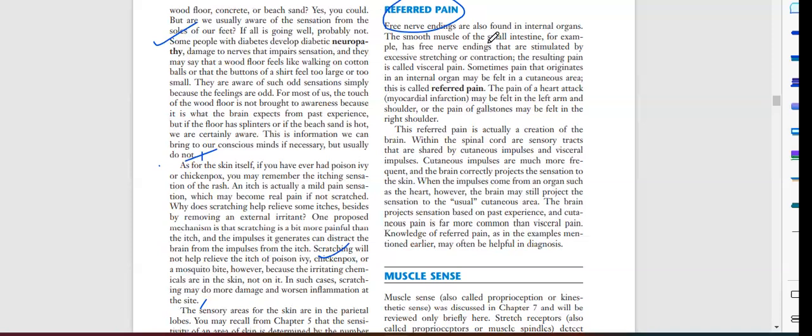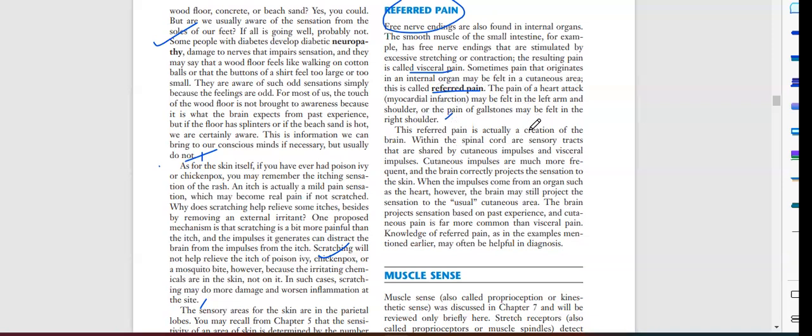Okay, so the free nerve endings are also found in the internal organs. The smooth muscle of the small intestine, for example, has free nerve endings that are stimulated by excessive stretching or contraction. The resulting pain is called visceral pain. Sometimes pain that originates in an internal organ may be felt in a cutaneous area. This is called referred pain. The pain of a heart attack, myocardial infarction, may be felt in the left arm and shoulder, but the pain of a gallstone may be felt in the right shoulder.